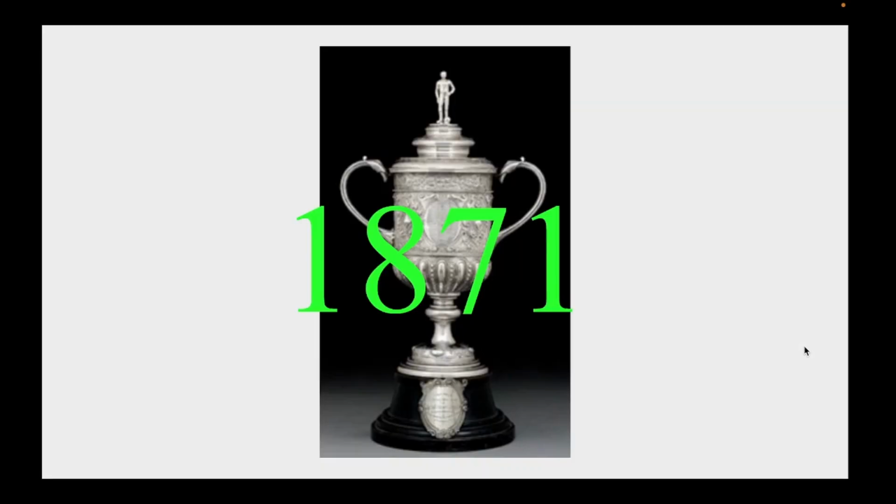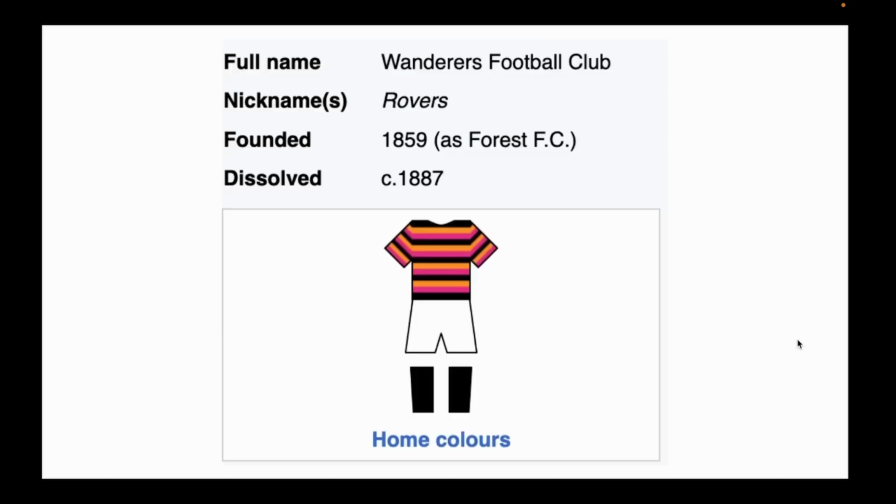Anyway, the first competition we're going to talk about was created in 1871, just 8 years after the codification of football in England. The name of the competition is the FA Cup. Now, this competition was won by Wanderers Football Club, a club that didn't even make it to the first tier of a professional football league in England.